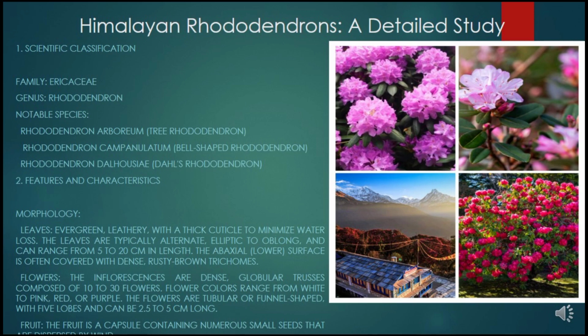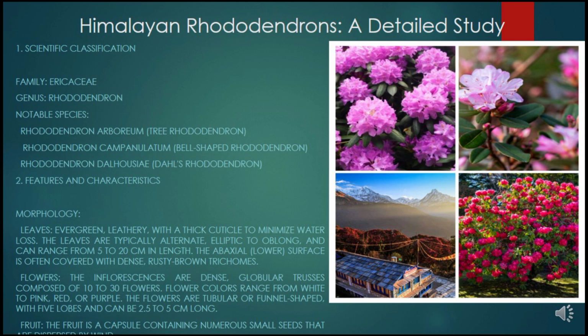1. Scientific classification. Family Ericaceae. Genus Rhododendron. Notable species: Rhododendron arboreum, the tree rhododendron; Rhododendron campanulatum, the bell-shaped rhododendron; Rhododendron dalhousiae, Dalhousie's rhododendron.